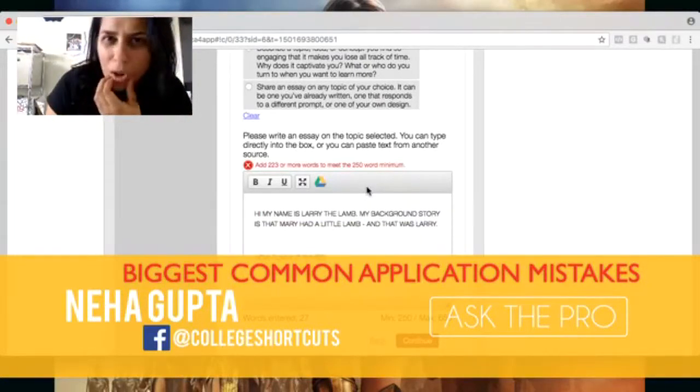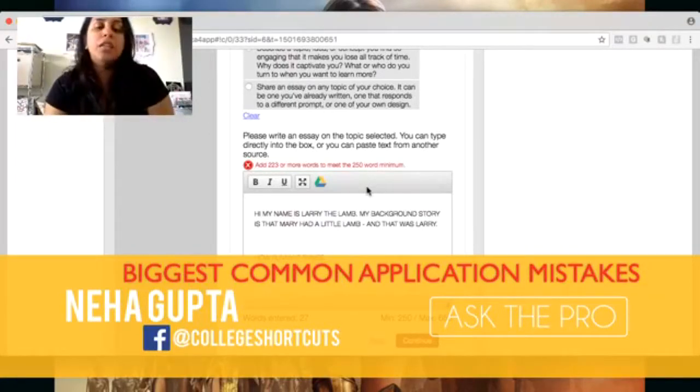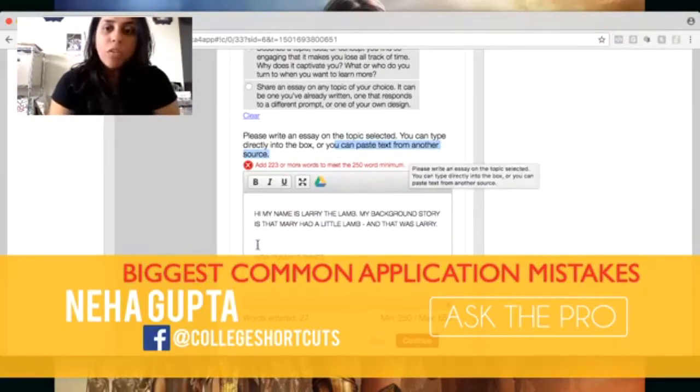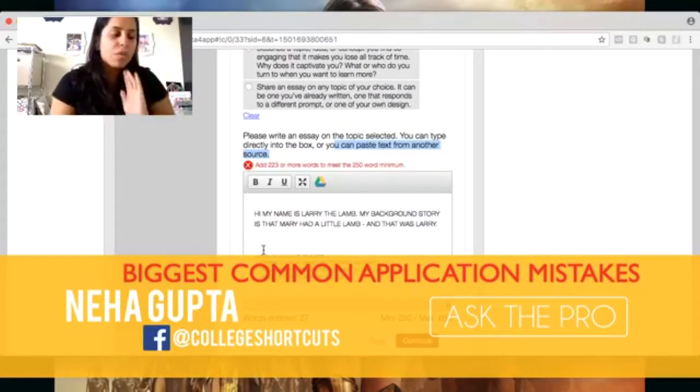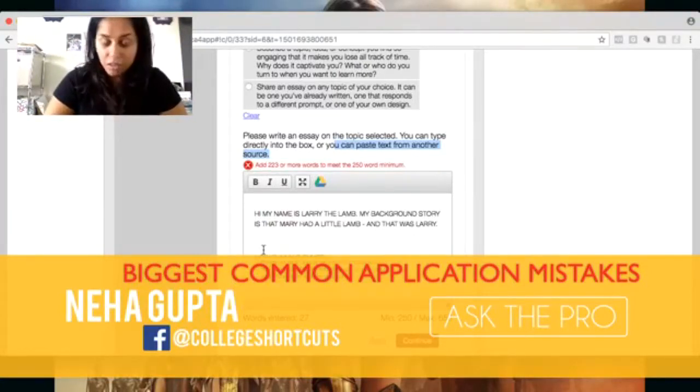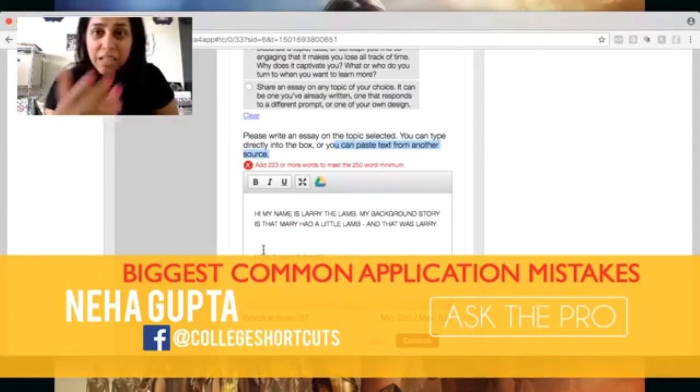Notice how it doesn't correct for spelling at all? So the biggest mistake that students will make is that they'll just start writing their essay in this little box here, which is horrible. And it's giving you information here. You can paste text from another source. One of the biggest things that I recommend, and one of the biggest mistakes that I constantly see here, is that people just start typing in their essays here, and they don't spell check, grammar check, have a consultant read it, all the steps that you really need.